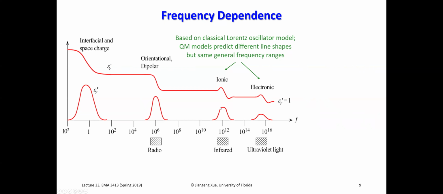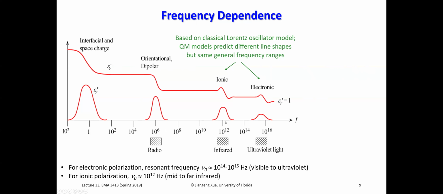In the ionic situation, the ions are oscillating. In the electronic polarization, the electrons are oscillating. So obviously, electrons have much smaller mass than the ions, so their oscillation frequency will be a lot higher. So typically, for the electronic polarization, the resonant peak occurs in the visible to ultraviolet spectrum region, and for ionic oscillation, the resonant peak happens typically in the infrared, about 2 to 3 orders of magnitude lower in frequency.